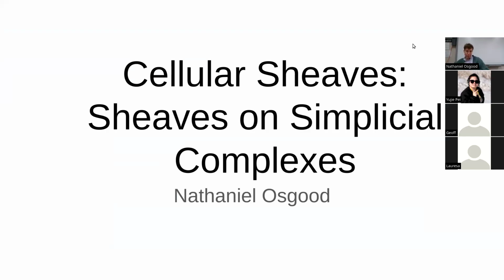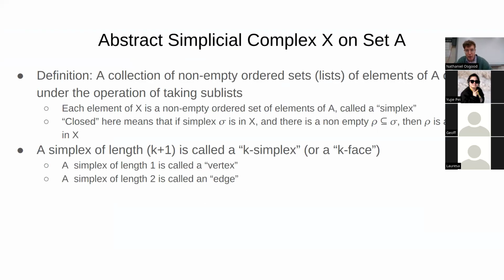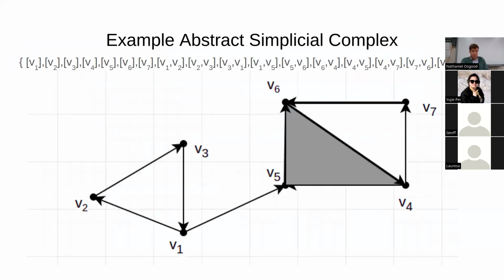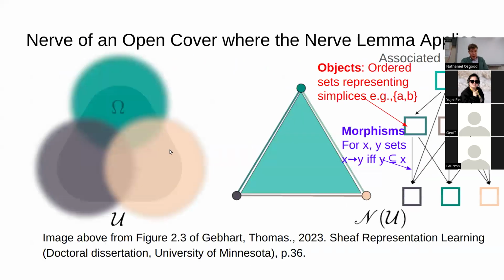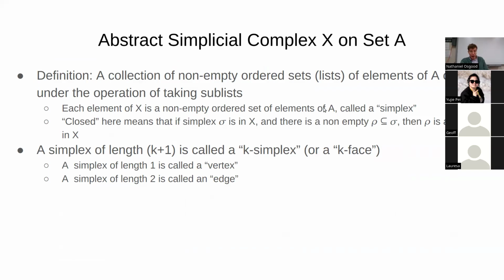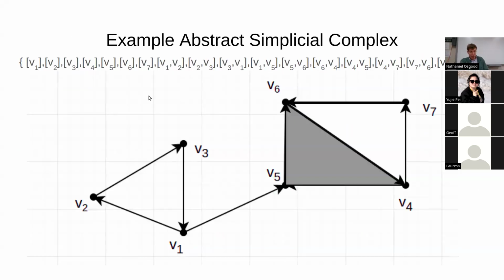So, as noted, we're talking about cellular sheaves on simplicial complexes. And I think everyone here will recall a notion of an abstract simplicial complex. So here we have some set of vertices, and each element of the abstract simplicial complex can be treated as having a non-empty ordered set of these elements. And that itself is called the simplex.